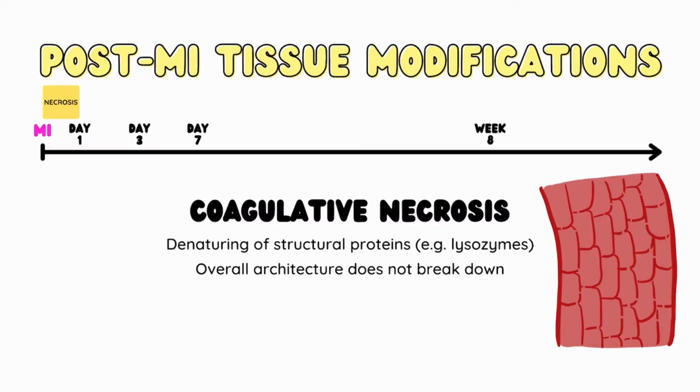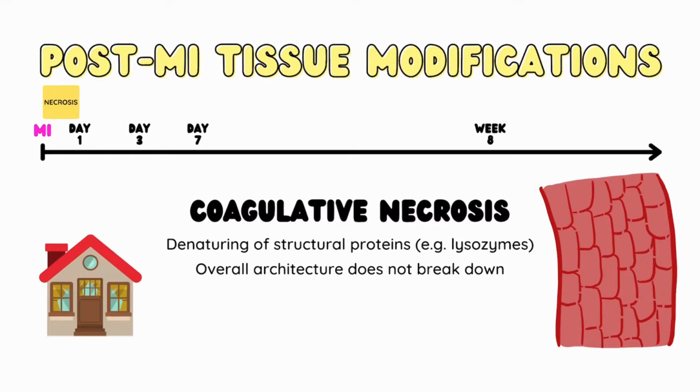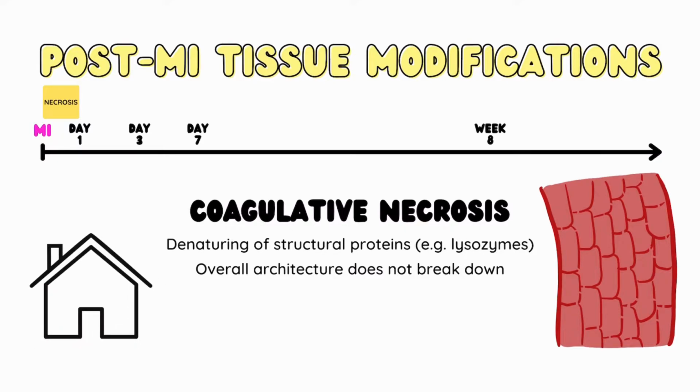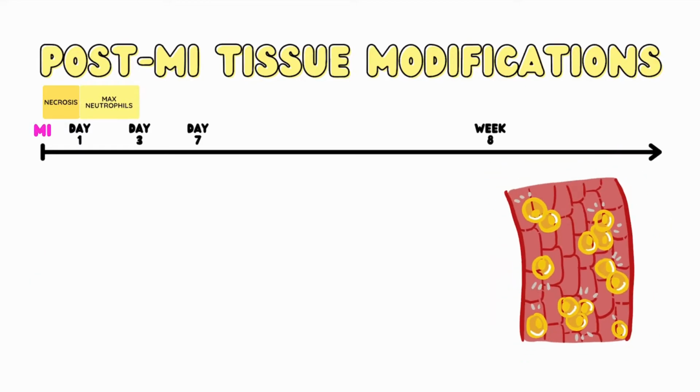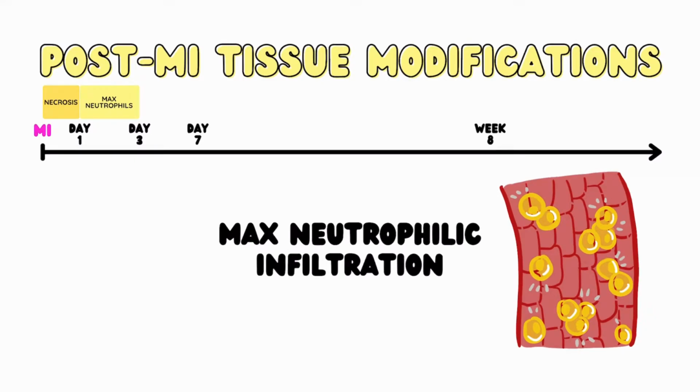This is like taking the furniture, plumbing, and electricity out of a house, but leaving the framework. Coagulative necrosis is one of the few necrosis types that has the potential for cellular regeneration. Now, from days 1 to 3, post-MI, there is maximum neutrophilic infiltration into the necrosed myocardium, which means that the area begins to have inflammation.